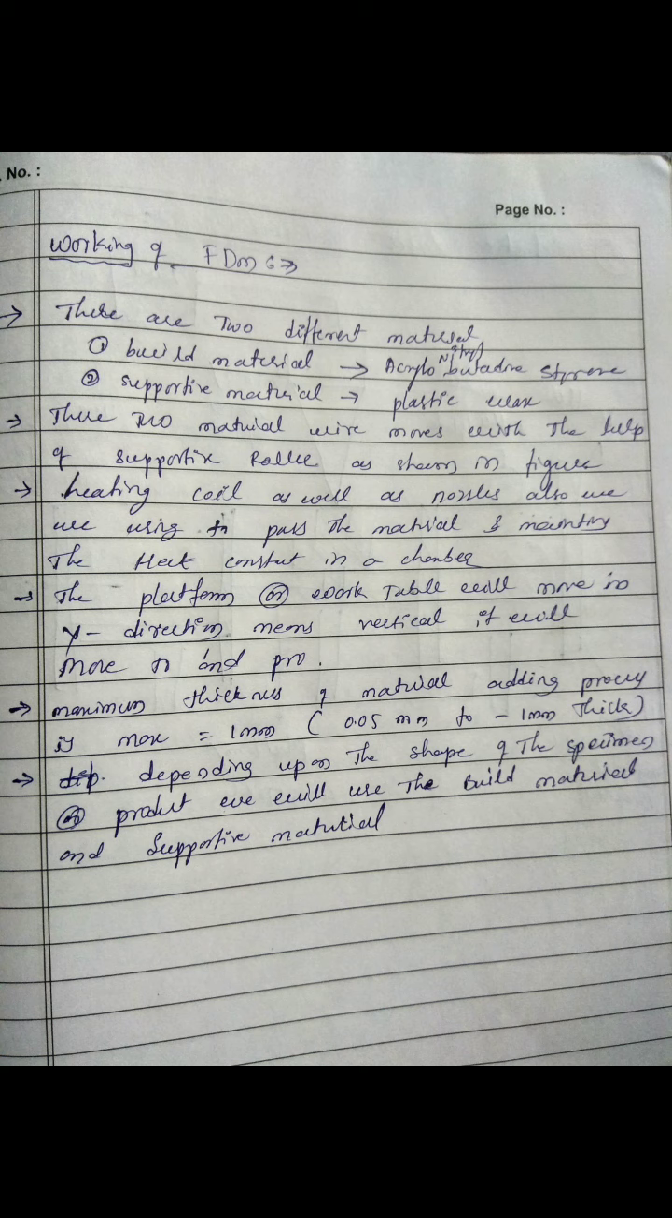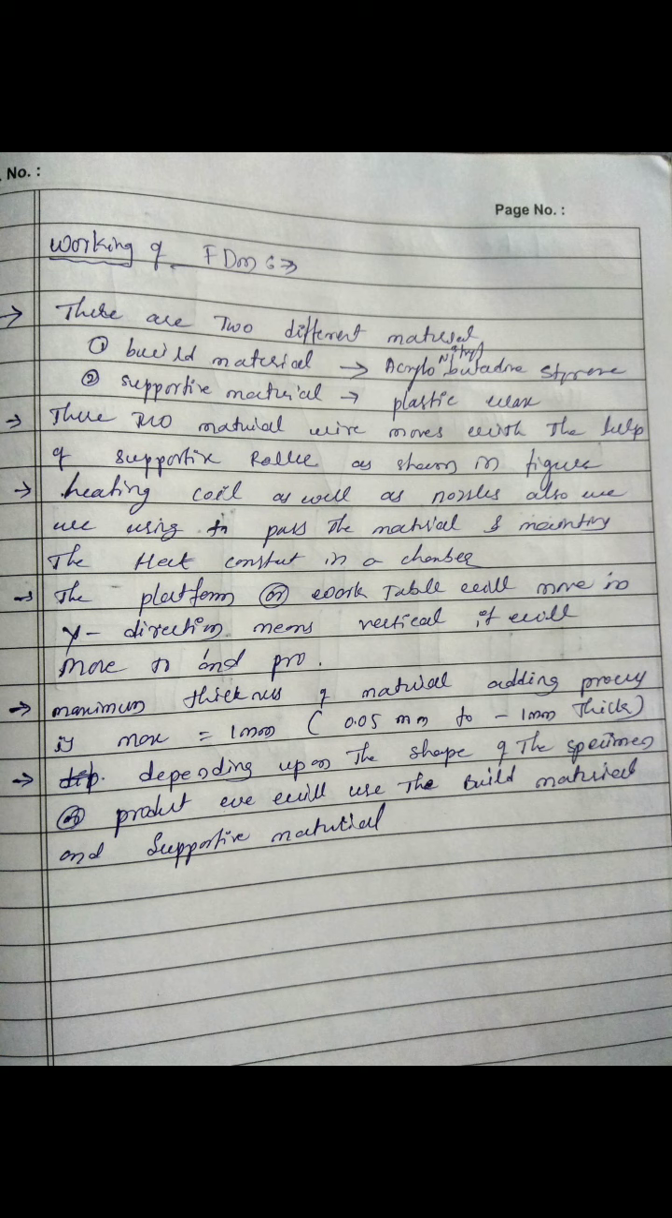Next, depending upon the shape of the specimen or product, we use the build material and supportive material. As I said in the previous slide, the supportive material is not used all the time. Depending upon the shape of the specimen or product, we use plastic wax as the supportive material.